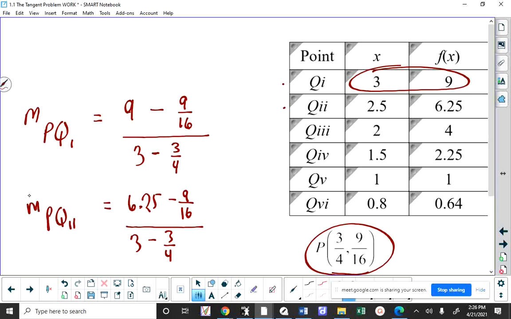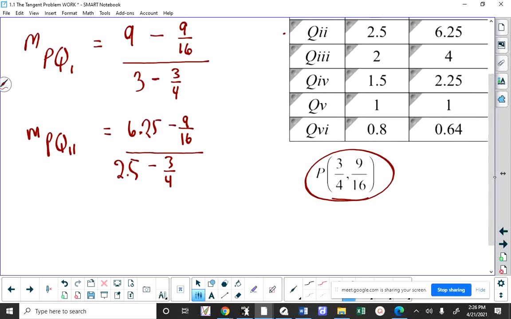Just a second. Did I write something down wrong here? Let me back up. 9 minus 9/16, 6.25 minus 9/16 over, I wrote down the wrong number, 2.5. Does that make sense? Okay. So in the next calculation, you're going to change the 6.25 to 4 and the 2.25 to 2, right?